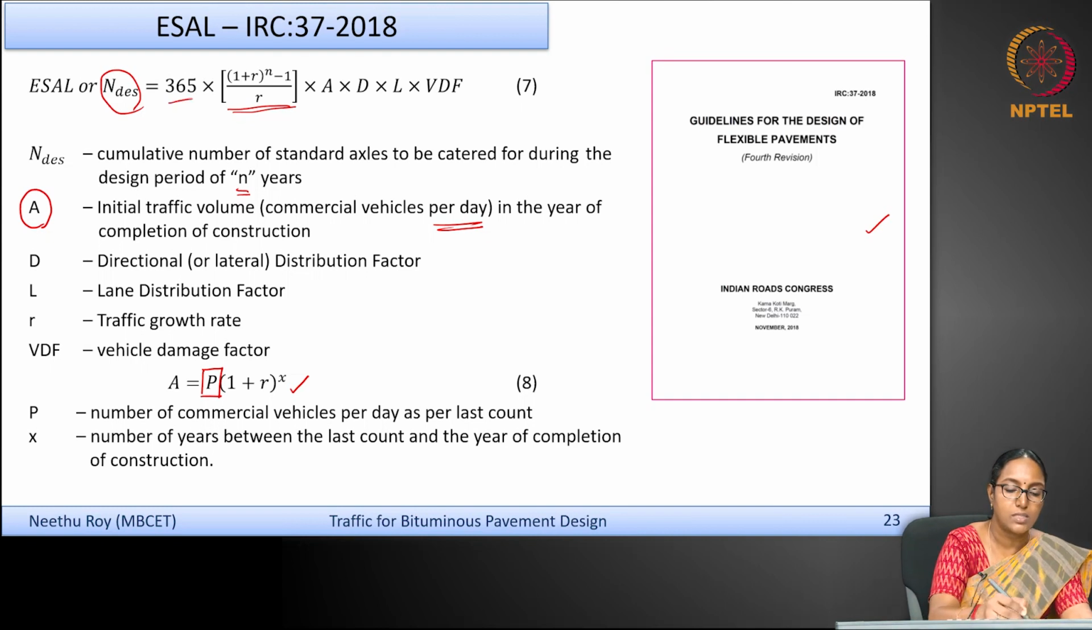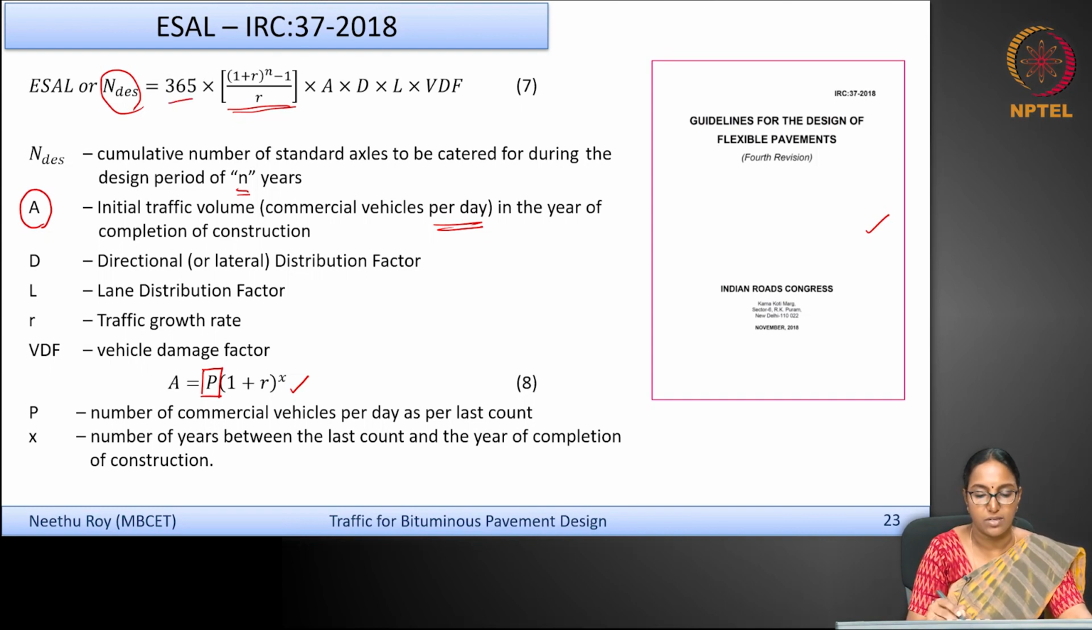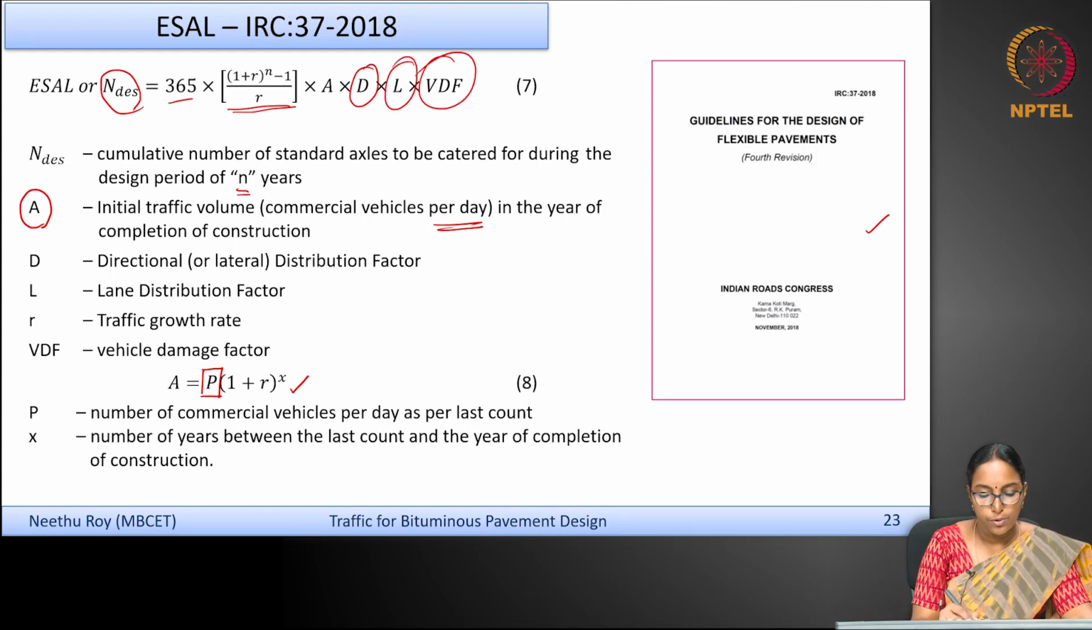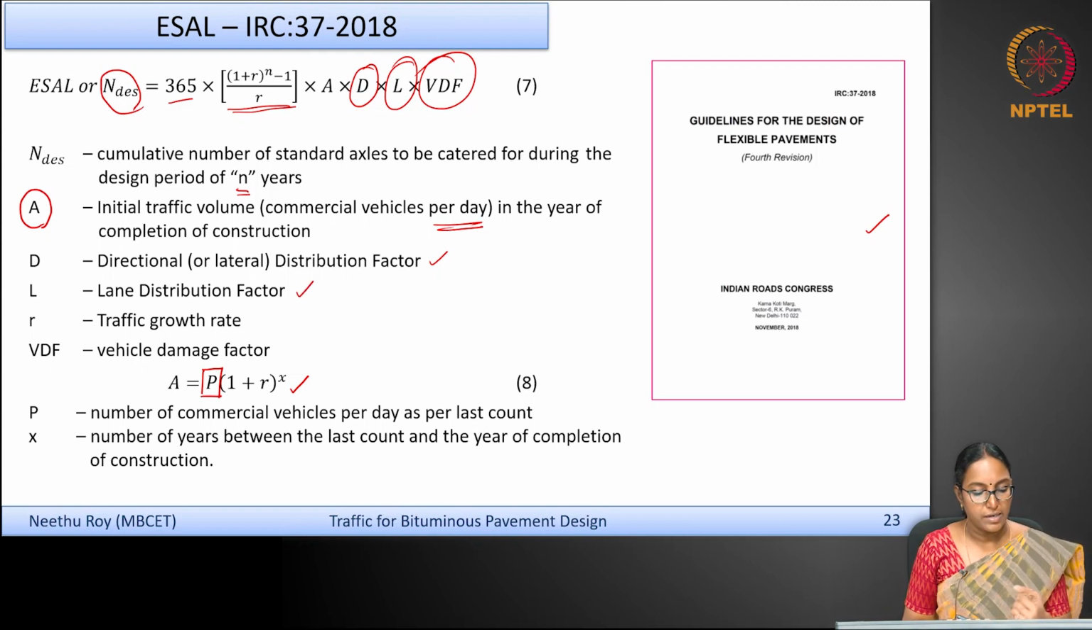Now, multiplying it with 365 will convert it into the yearly traffic. Now, we have these three parameters D, L and VDF. D is the directional distribution factor that we have already discussed, and L is the lane distribution factor. Suppose we have considered the traffic in both directions, whether it has to be taken as 50% or 100%, that is the lane distribution factor, and VDF is the vehicle damage factor that we have already discussed.